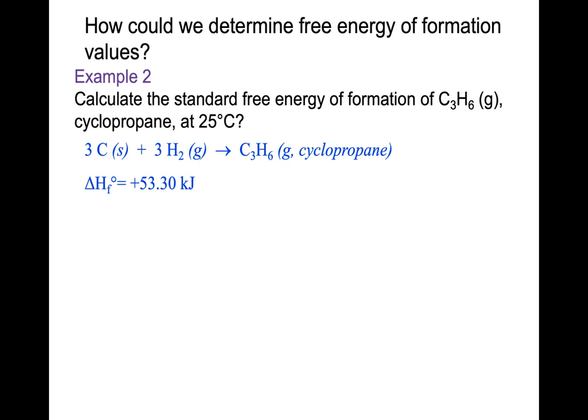Then we can find the delta H of formation of cyclopropane in our table, right? We need to look that up, and we find that it's a positive 53.30 kilojoules.